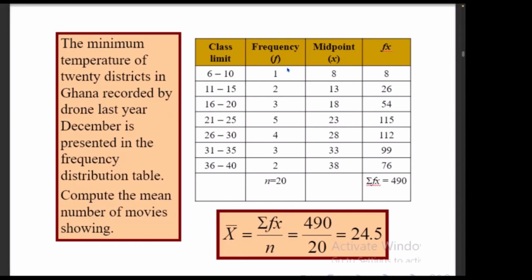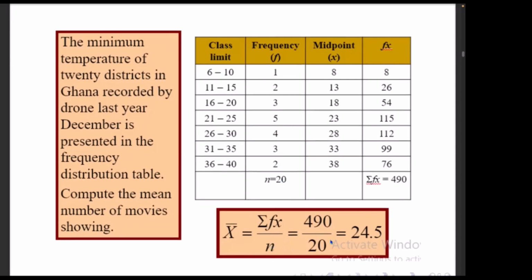The frequency: 1 plus 2 is 3, 3 plus 3 is 6, 6 plus 5 is 11, 11 plus 4 is 15, 15 plus 3 is 18, 18 plus 2 is 20. Then that will be your n. Then you get your mean.